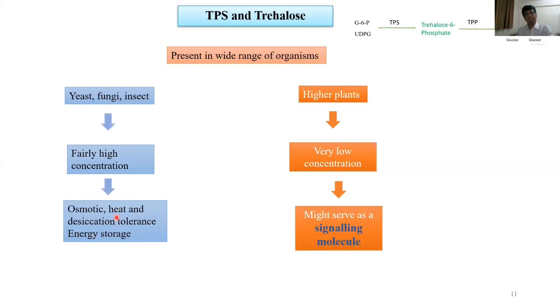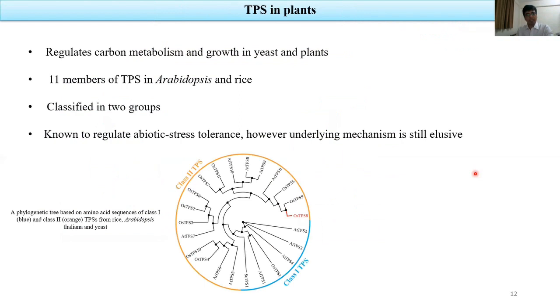But this is not the scenario in the case of higher plants. The amount in which it is found in higher plants is extremely low, so it cannot act as an osmoprotectant. So it is predicted that it acts as a signaling molecule. The intermediary product of TPS, T6P, or trehalose could act as a signaling molecule in regulating the stress mechanism.